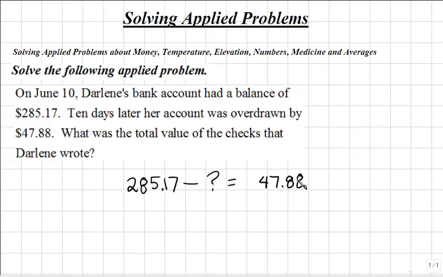$47.88. To represent this as overdrawn, we'll represent it as a negative. So it seems whatever number that we're subtracting from 285.17 to arrive at a negative balance would need to be larger than 285.17. This would imply that we should add 285.17 added to $47.88. By adding this amount, this will be how much she withdrew from her checks.